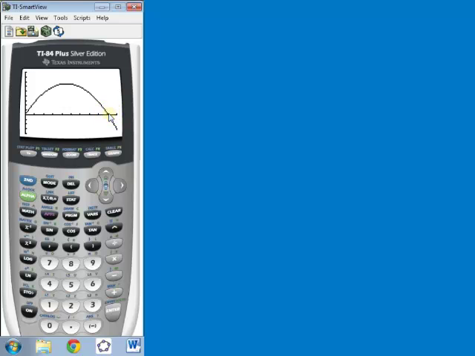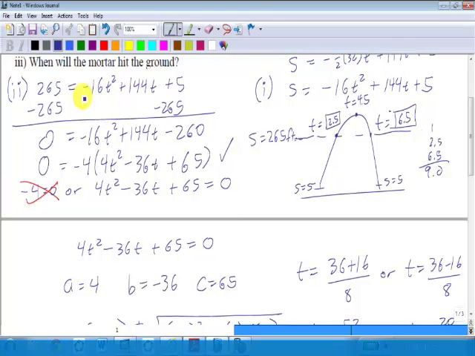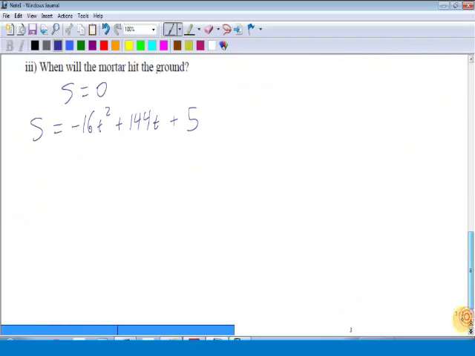How do I want to do this? I want to graph. It's going to look a lot like the graph that we had. I want to graph y equals this right-hand side there. What equation am I trying to solve? I'm actually trying to solve s equals 0, aren't I? All right, so I'm trying to solve negative 16t squared plus 144t plus 5 equals 0.